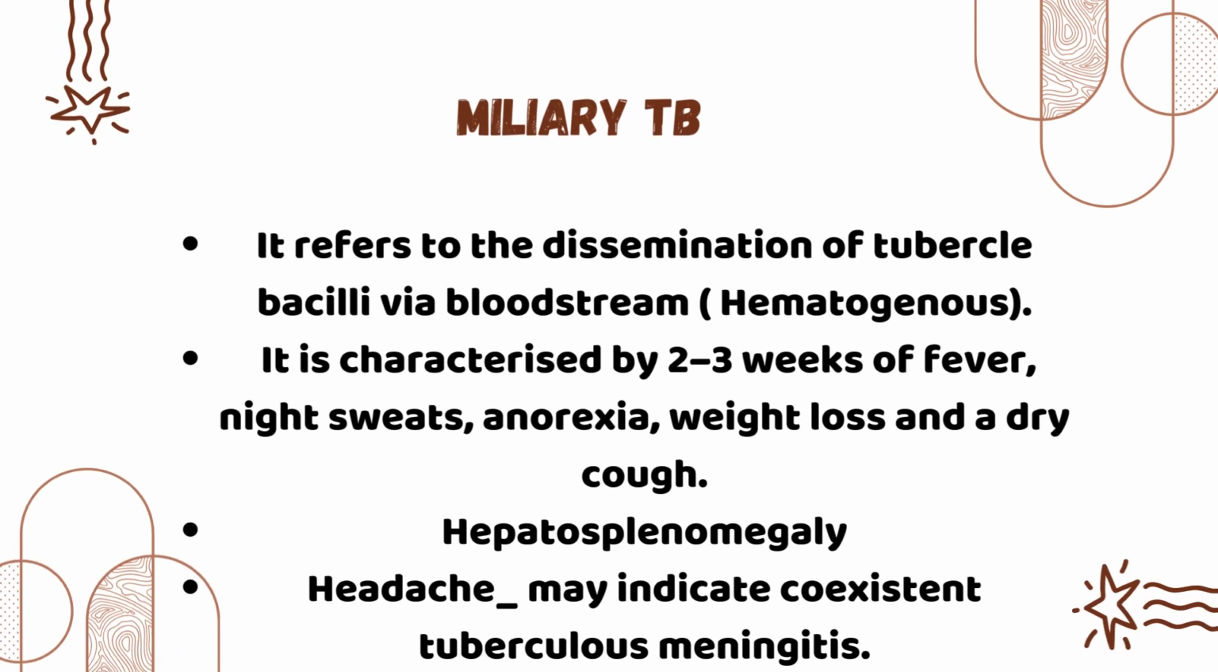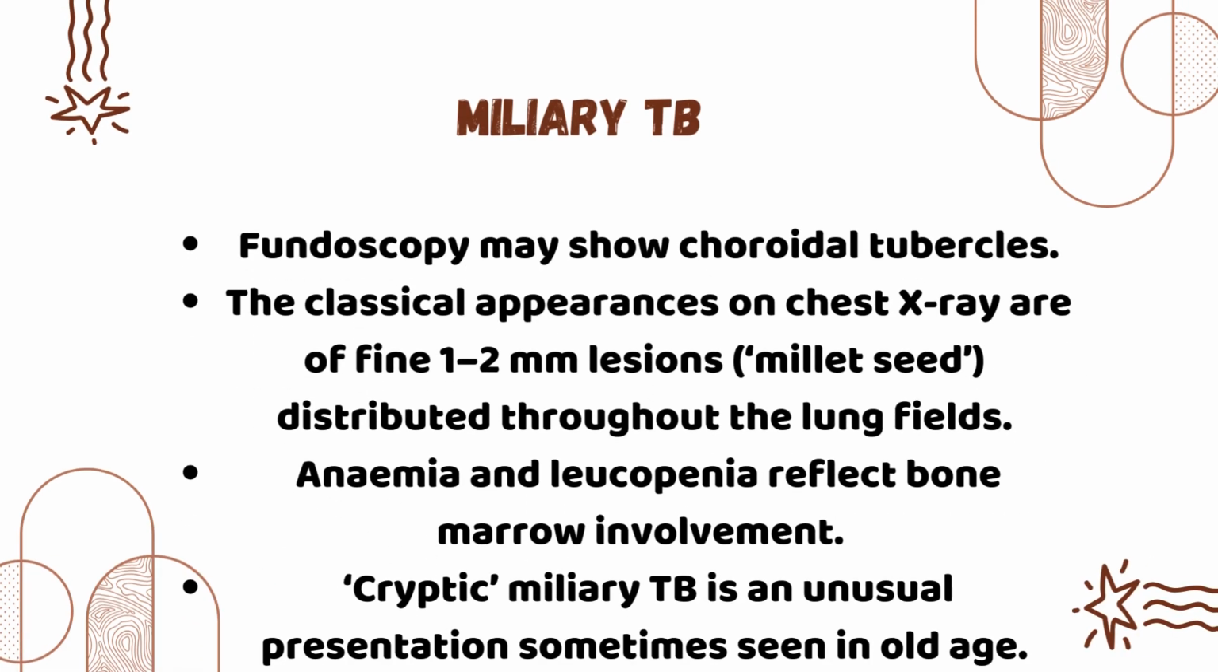Miliary TB refers to the dissemination of tubercle bacilli through the bloodstream. It is characterized by 2 to 3 weeks of fever, night sweats, anorexia, weight loss, and a dry cough. Hepatosplenomegaly. Headache that may indicate coexistent tuberculous meningitis. Fundoscopy may show choroidal tubercles.